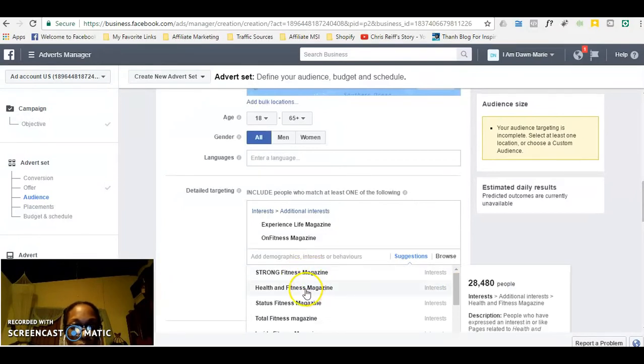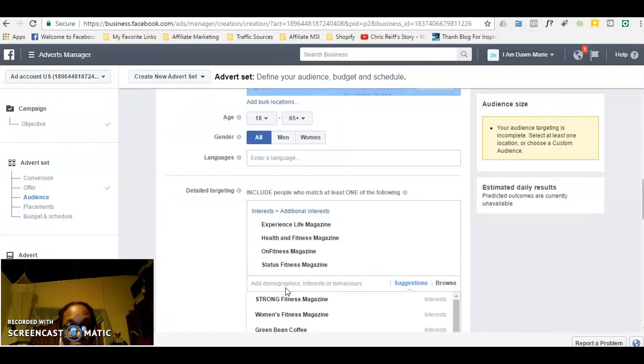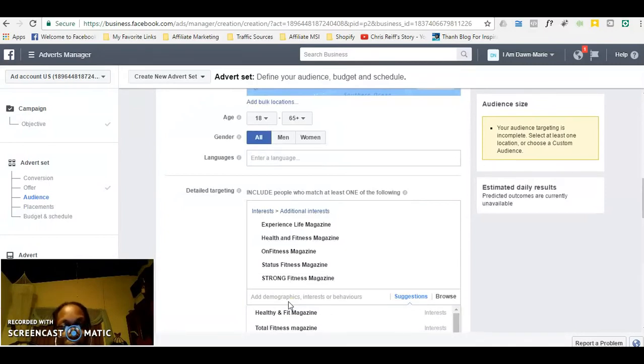I would target, see how many really good interests Facebook is giving to us. Health and Fitness Magazine, Status Fitness Magazine. And even if they're small interests, you can always build up your audience so you get a decent size audience.